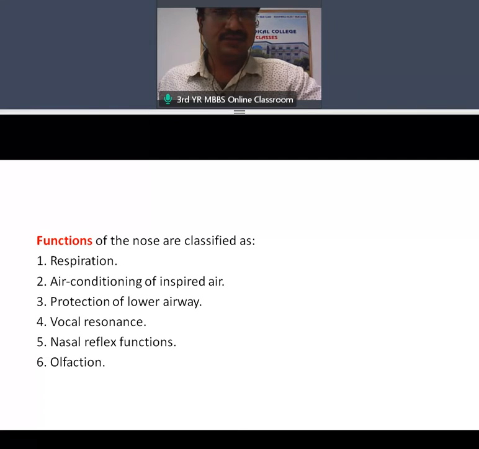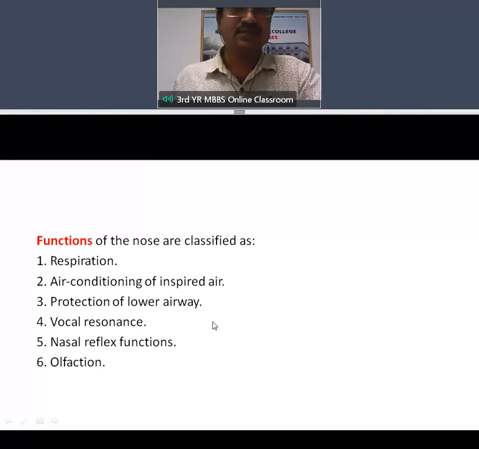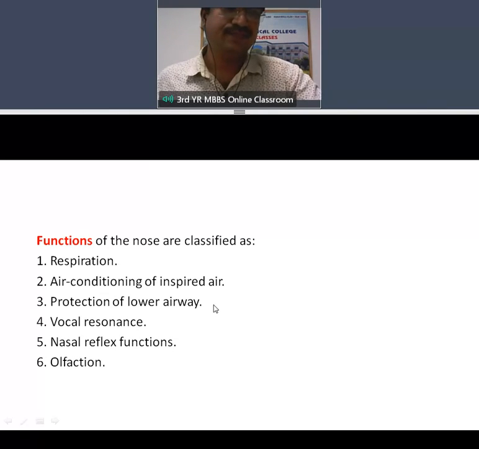So these are the functions of the nose: respiration, air conditioning of the inspired air, protection of lower airway, vocal resonance, nasal reflex functions, and olfaction. Mainly respiration, protection of the lower airway and olfaction, and it also gives resonance to our voice. Voice is produced by the vocal cords in the larynx, but the resonance to the voice will be from both the nose and paranasal sinuses. So we'll discuss each function of the nose.